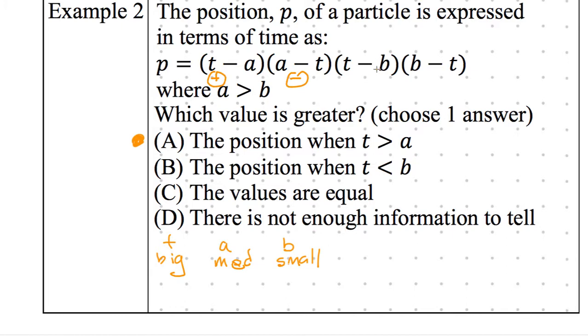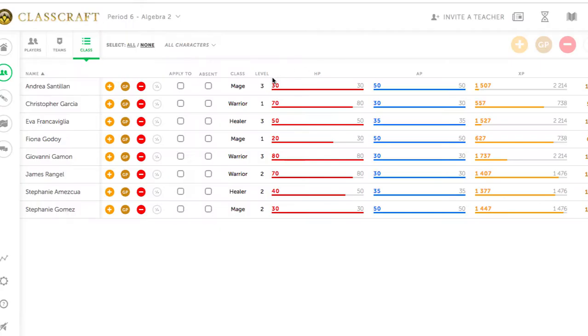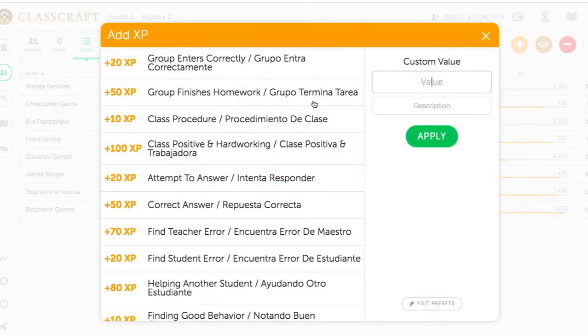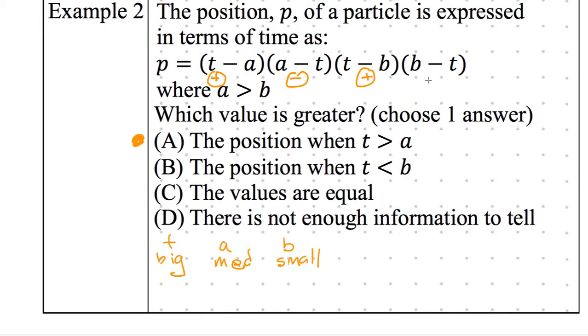All right, what about T minus B? T minus B, is that positive or negative? Do your thumbs once you get it. Very good, yeah, it's positive. Everyone got the thumbs up, everyone gets the XP. What about B minus T, positive or negative? Very good, yeah, it is negative.